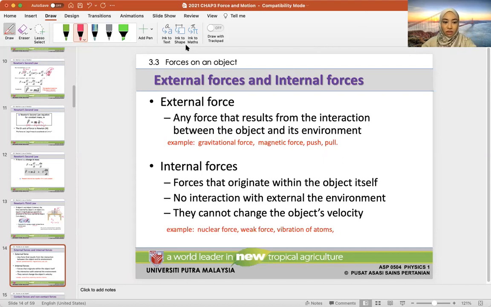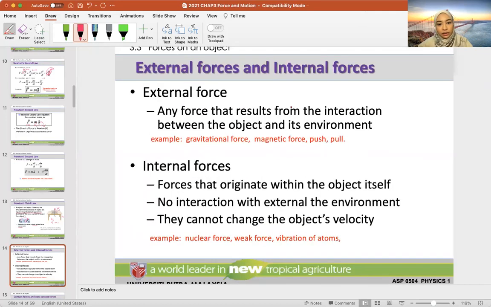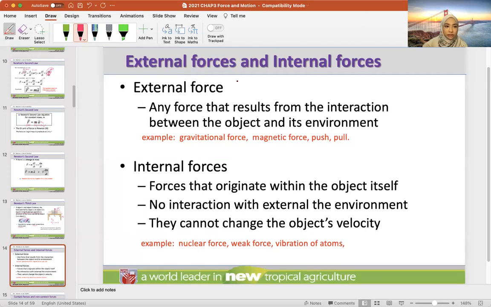Okay, anyways. So forces can be divided into two. One is external and one is internal. So external, if you have an object and you are pushing this object by 10 Newton, this is an external force. When you push the object, there will be resistance or friction in the opposite direction of the motion. So this is external force.